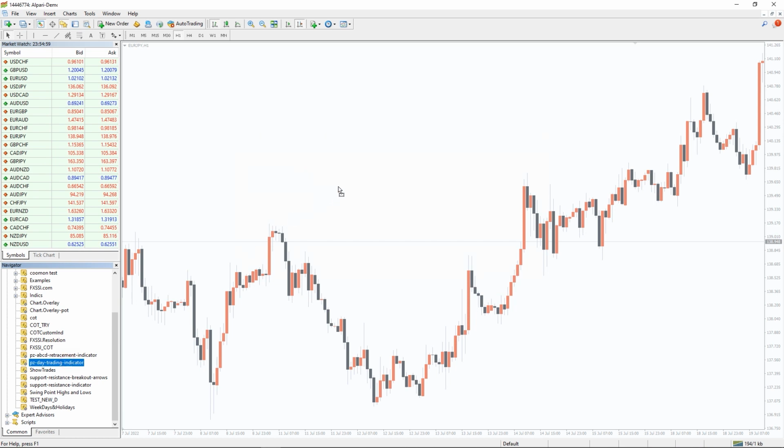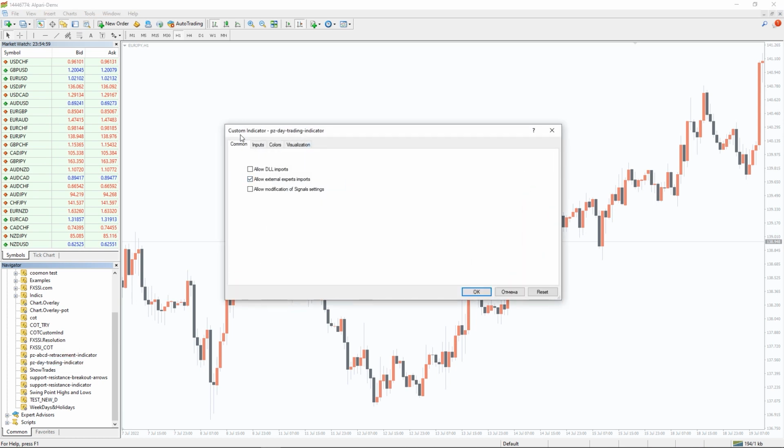To run the indicator, simply drag the PZ day trading indicator from the indicator list to your MT4 chart. And please don't forget to click on the Load Daily Imports in the settings window.